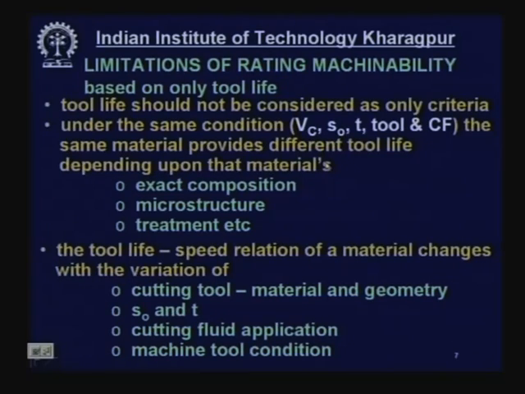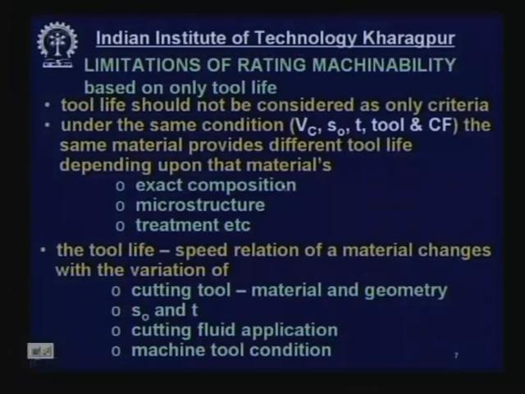So, if we say that the machinability rating of say a mild steel is 60, or say a medium carbon steel is 60, that may not be correct, because what kind of steel, in what condition that steel was taken, what is the exact composition, because if the composition slightly changes, this machinability rating will change. Microstructure, if it is different, then the same material can have different microstructure.